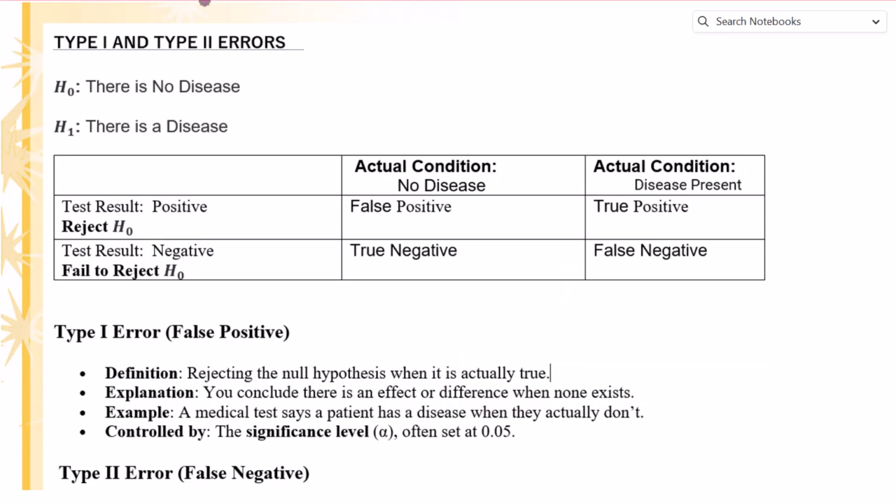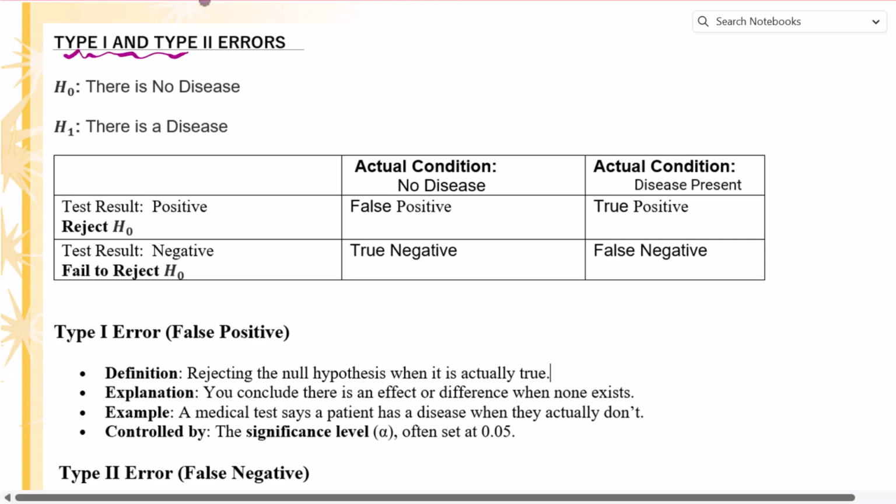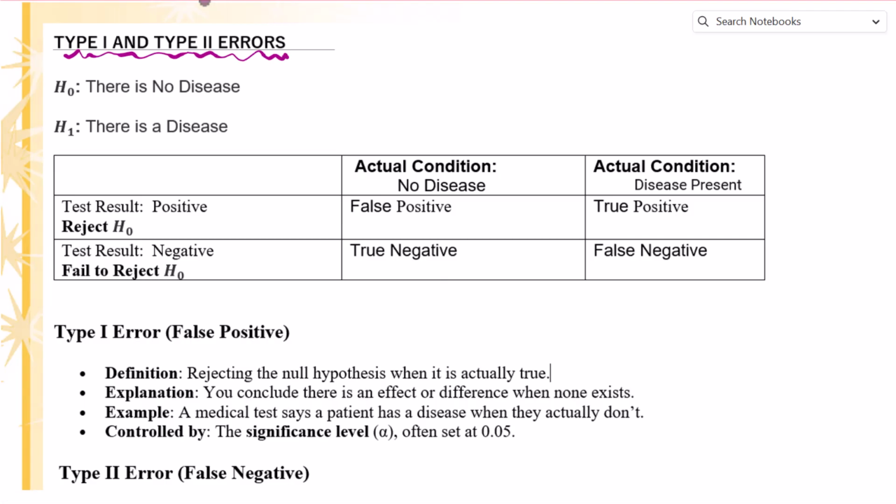This video is about type 1 and type 2 errors. In a hypothesis test, H0: there is no disease. H1: there is a disease. If the test result is positive, we will reject H0. When the test result is negative, we fail to reject H0.